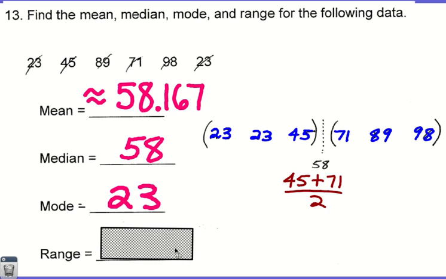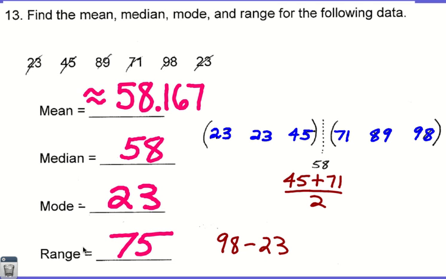The range is like the span of the values. Like we're ranging from 23 to 98. And so I don't know if it says this behind the box. I'll write it here. What you would do is the highest number minus the lowest number to get the range of 75. Okay? That's how you get range. Highest number minus the lowest number.